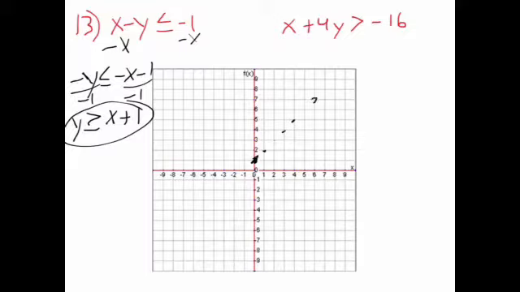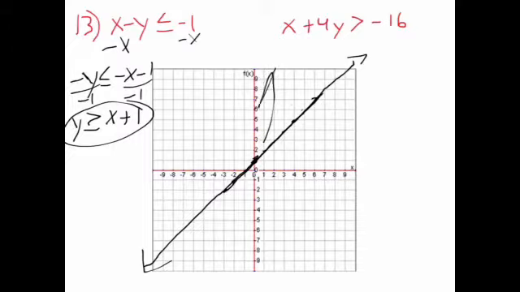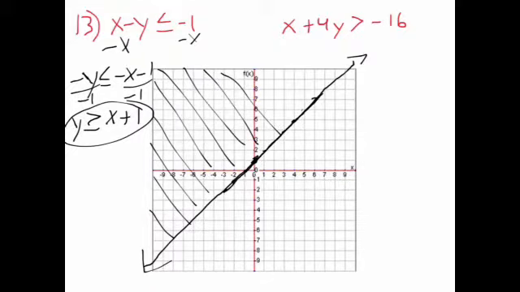You can also go the other way. And this one is going to be a solid line because it can be equal to, so I just draw my solid line here, like so. And it says greater than, and the side that's greater is the one up above. So I'm going to be shading on this side here of my line.